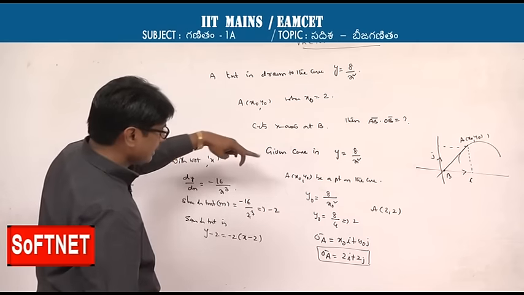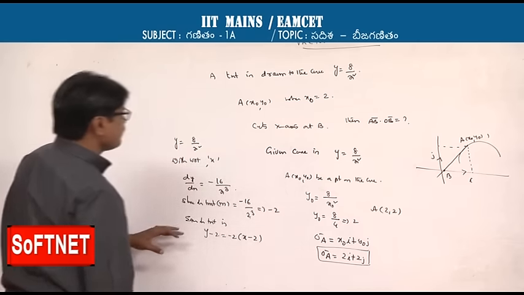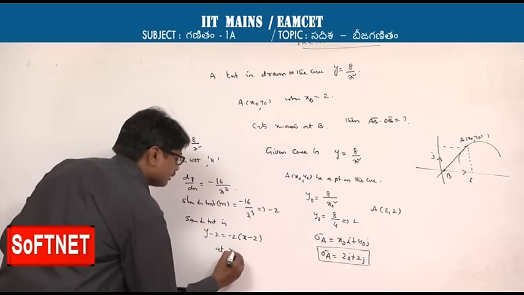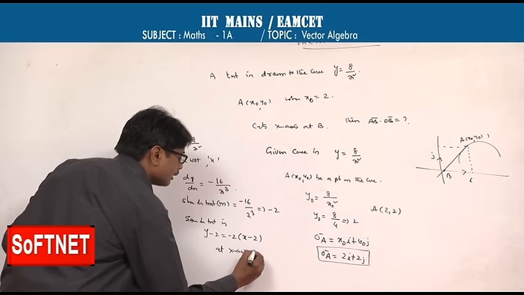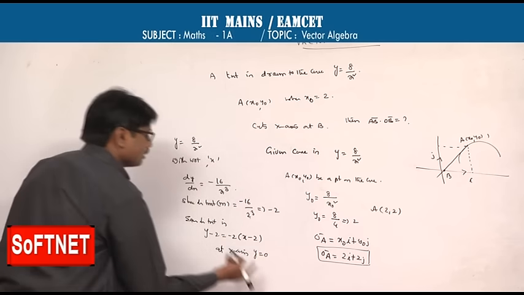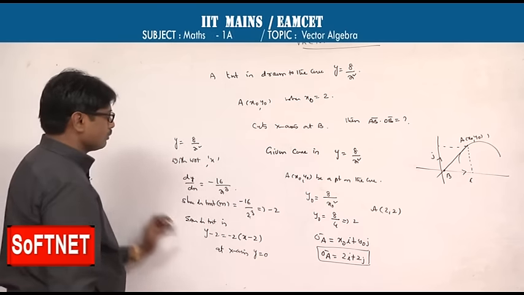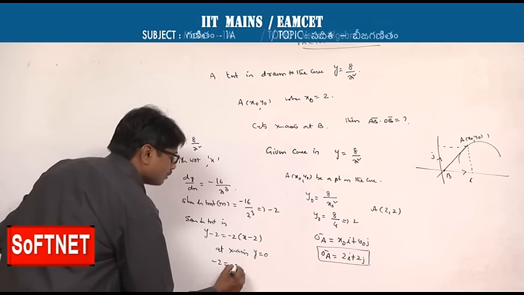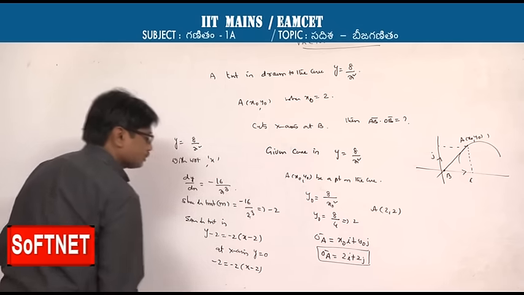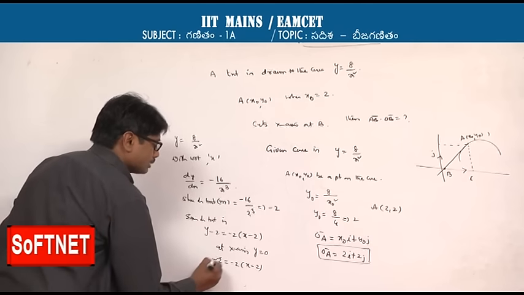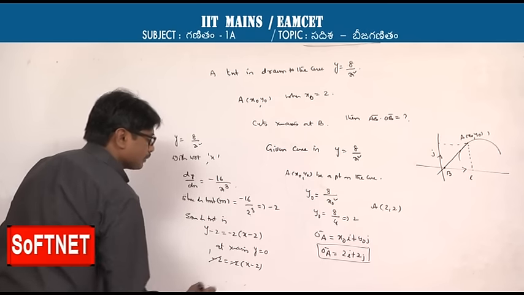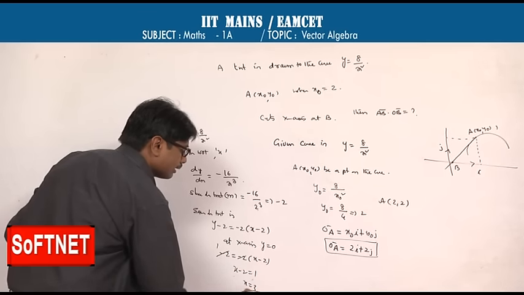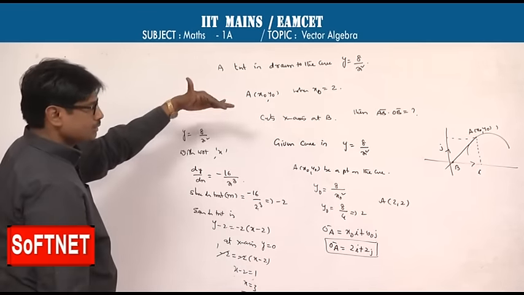The tangent at A (2, 2) meets the x axis at B. At the x axis what happened? At the x axis y is equal to 0. In the above tangent equation put y equal to 0. On substituting, 0 minus 2 is equal to minus 2 times x minus 2. Here minus 2 divides one time. So x minus 2 is equal to 1, x equal to 3. Now you get OB bar.